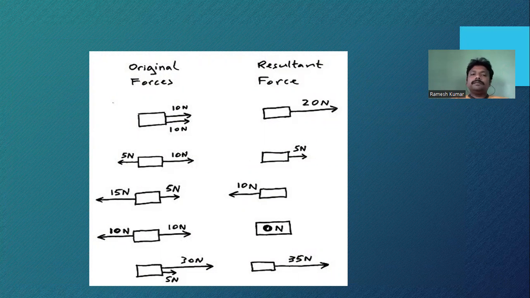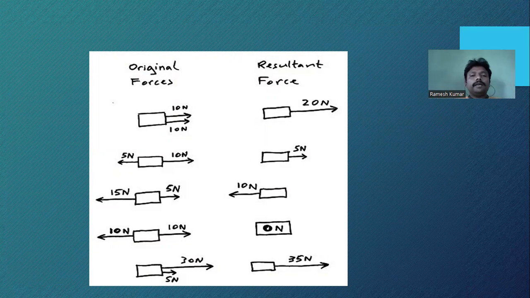Then in the second case, two different forces act on a body, and both forces are unequal in magnitude and opposite to each other. Then where will the object move? So in the second case, if two unequal parallel forces act in opposite directions, then the resultant force is nothing but the difference between the two forces. In this case, the difference between the two forces is 5 Newton, and since 10 Newton is the greater force, the object will move towards the right.